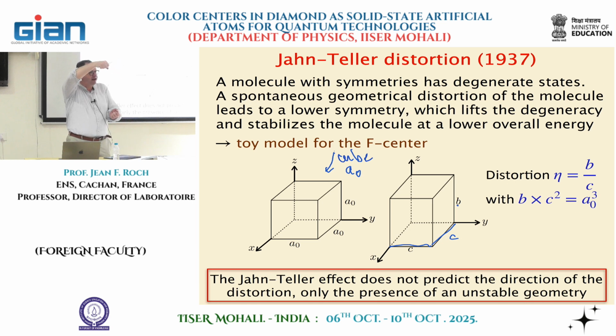I don't know if the symmetry will be like that, or like that, or like that. No one can tell me. So the Jahn-Teller effect does not predict the direction of the distortion. It just tells you that if you go to this kind of structure, you should find energy levels that are at lower energies compared to the energy level that you can compute in this system. So we are going to check that.